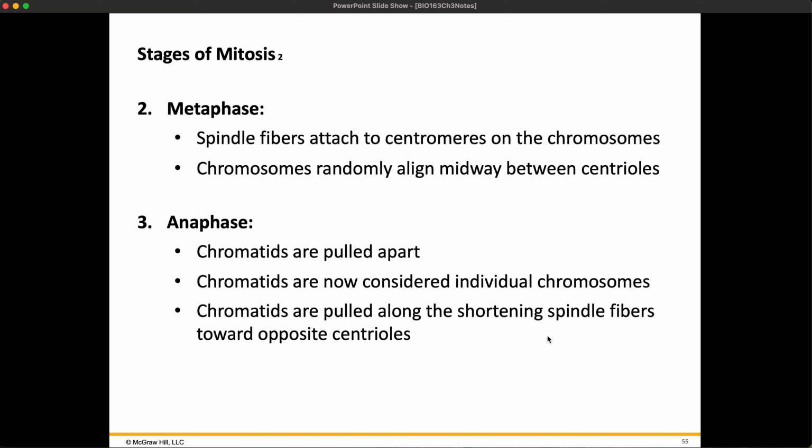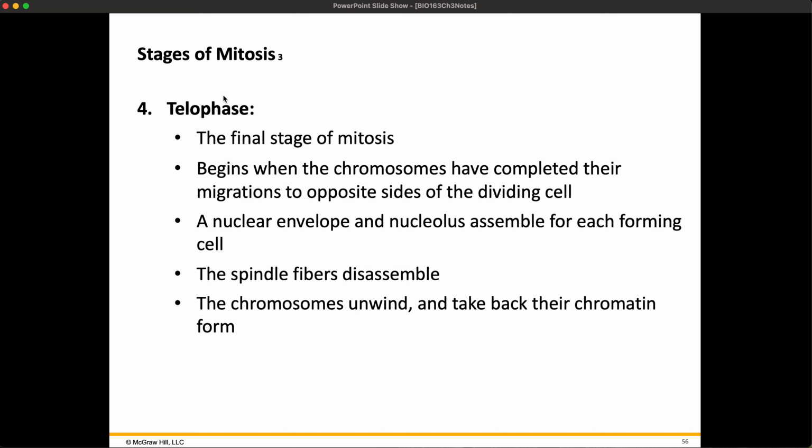Chromatids get pulled along those spindle fibers, taking them to opposite poles of the cell, so that way they don't get caught up in the cell in the cytokinesis phase, and the chromosome material is being equally divided. And then the last phase is telophase, the final stage of mitosis.